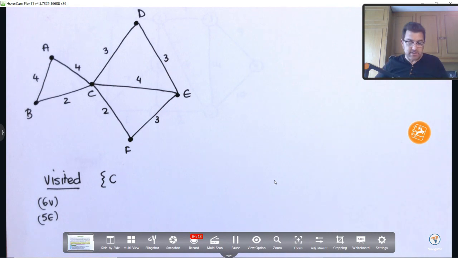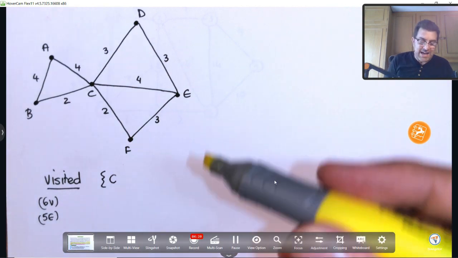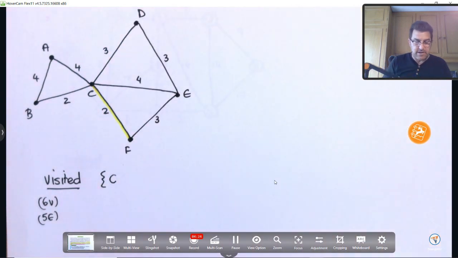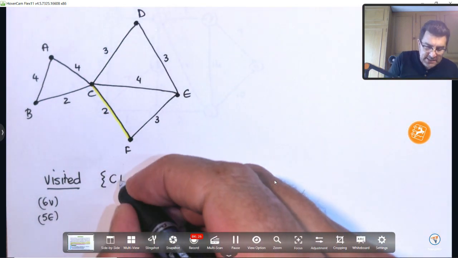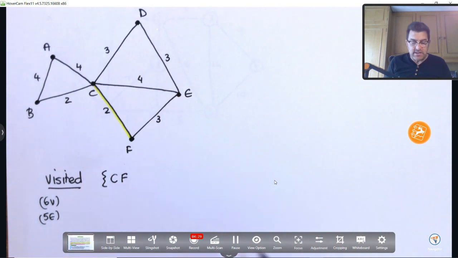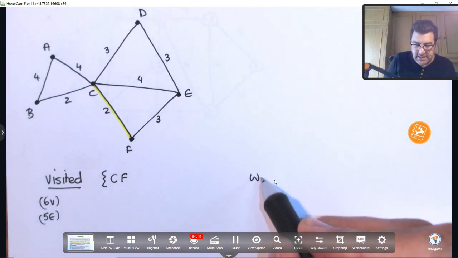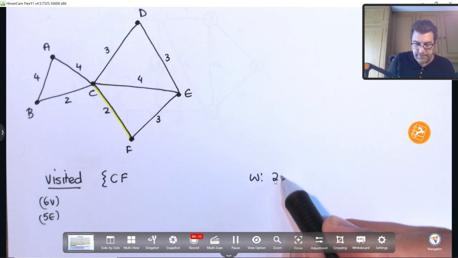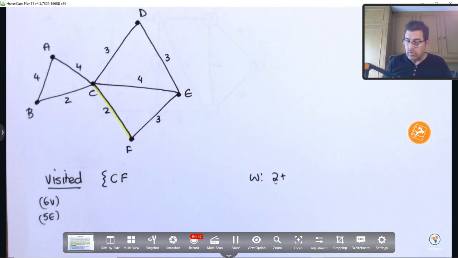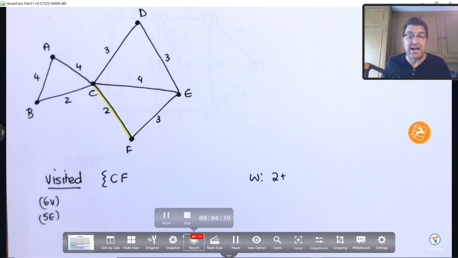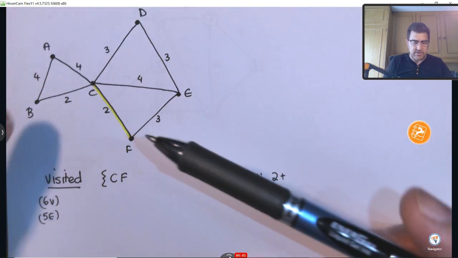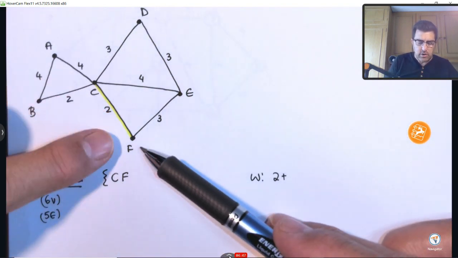So we need 5 edges at the end of the day to have a minimum spanning tree. Okay, so let me get a color highlighter. We add C. Now from C we can go to F. Okay, so we have visited F. Let's keep the weights here. That's a weight of 2. Okay, we're back. So we've recorded CF. We started at node C, went to F with a weight of 2.